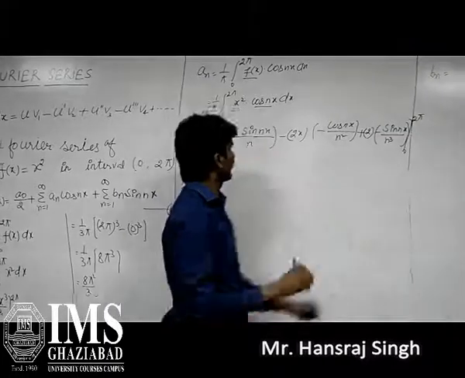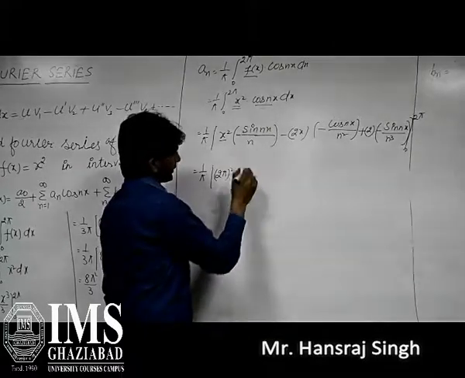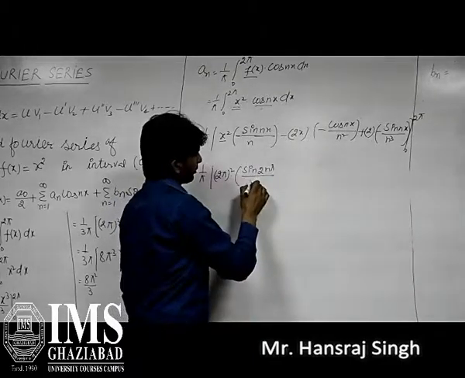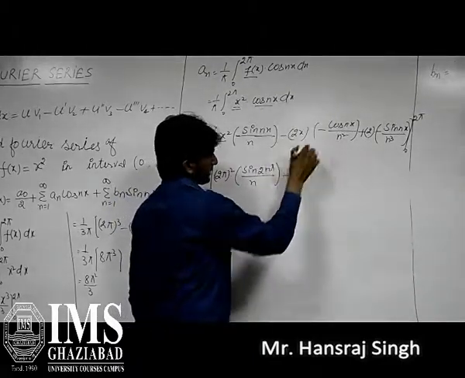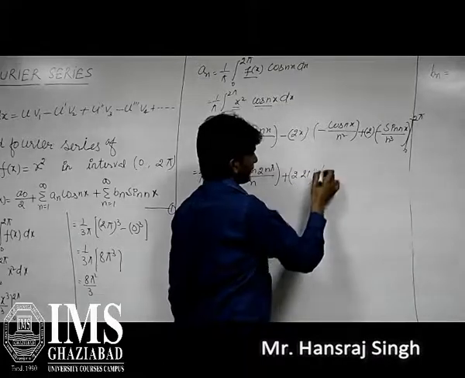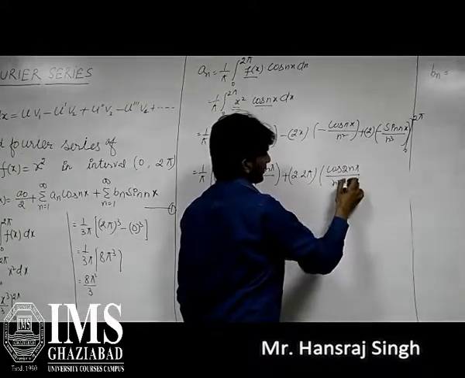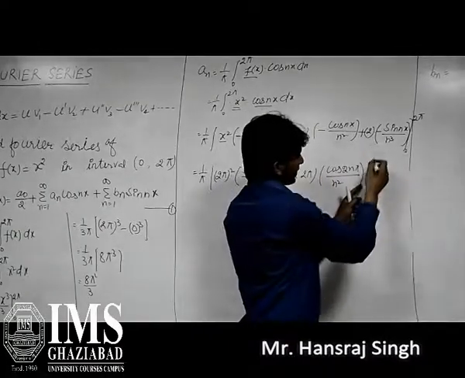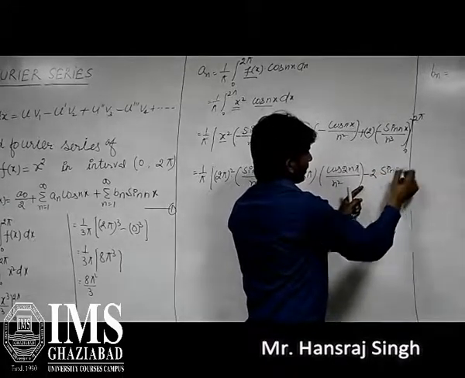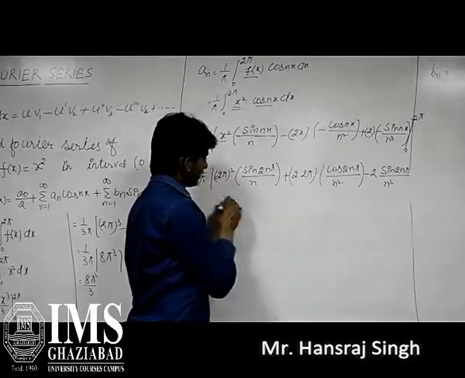So here we replace the given limits. So this is (2π) squared, and sin 2nπ/n, minus, and minus, this is plus 2, and x is also 2π, and this is cos 2nπ, and upon n², and here this is plus minus minus, this is 2 times sin 2nπ/n³, and this is the lower limit.